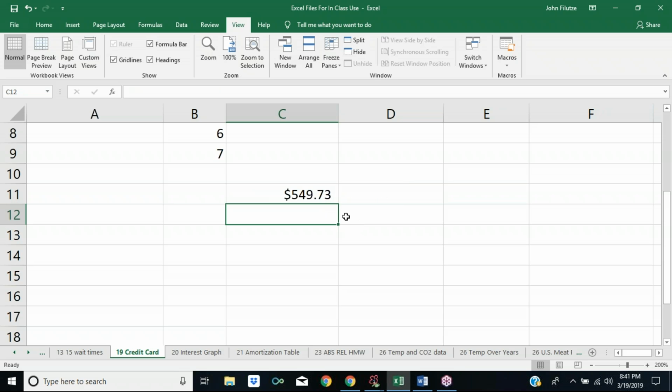Now, I want to tell you that if you do this for a house that you're going to buy, that won't be your payment because you'll have probably taxes and insurance added into that. So that's just for the loan. That doesn't include taxes and insurance and all the other stuff that they put in there as an escrow. Okay.